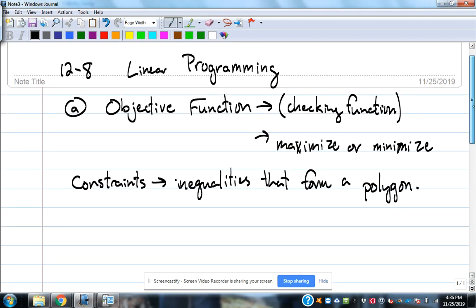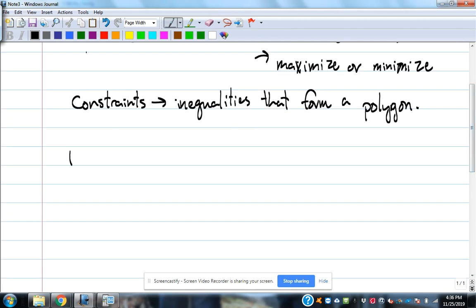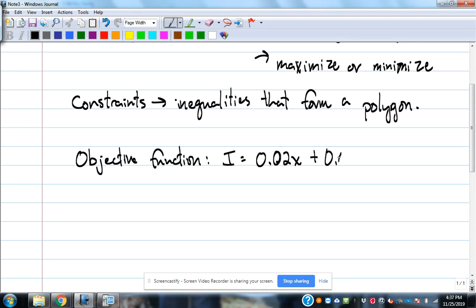So let's look at an example of that. Here's our objective function: I equals 0.02x plus 0.03y. That objective function is not graphed. You just leave it sitting there. We'll use it later, okay? They'll give you an objective function to either maximize or minimize.